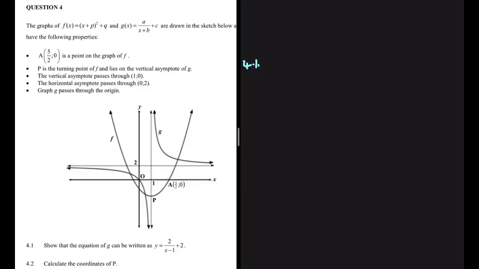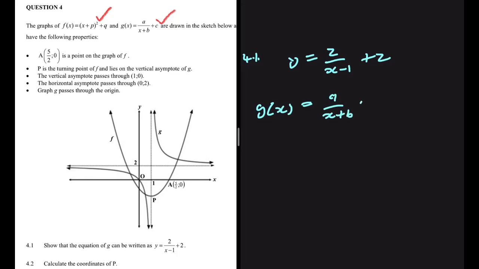Show that the equation of g can be written as y is equal to 2 divided by x minus 1 plus 2. We have two functions, f of x, which is equal to x plus p squared plus q, and g of x, which is equal to a divided by x plus b plus c. And that function g of x is said to be y is equal to 2 divided by x minus 1 plus 2, and that is what we are supposed to show.